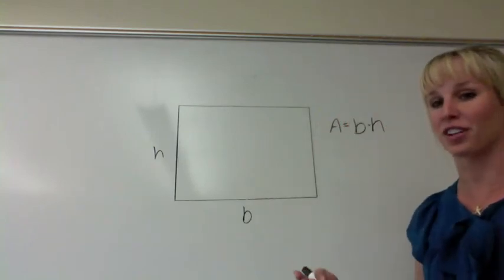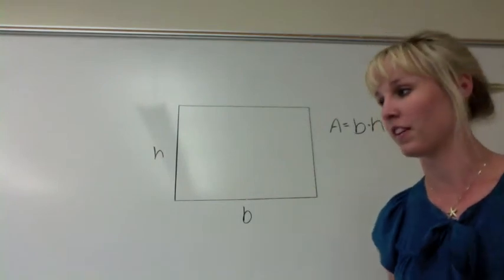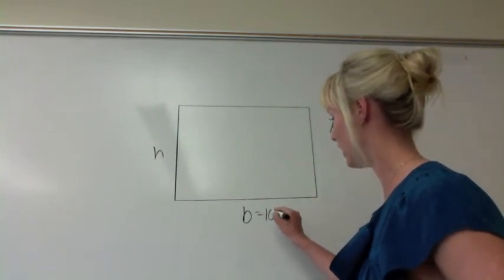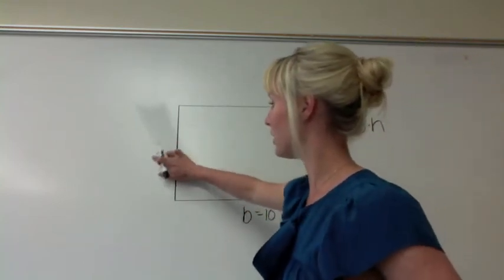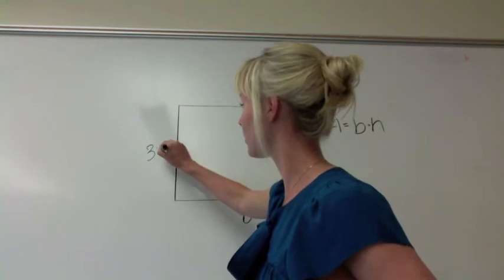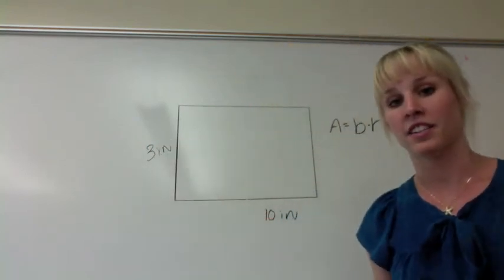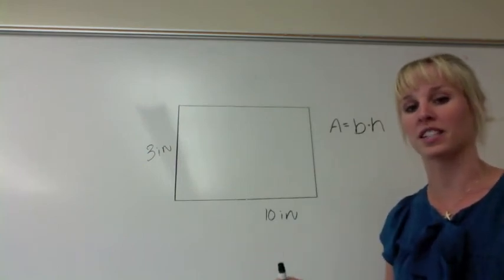Now you can also multiply the height times the base. It doesn't matter because of the commutative property. So now let's suppose that the base was equal to 10 inches, and the height is equal to, let's see, 3 inches. We can easily find the area of this rectangle by multiplying the base times the height.